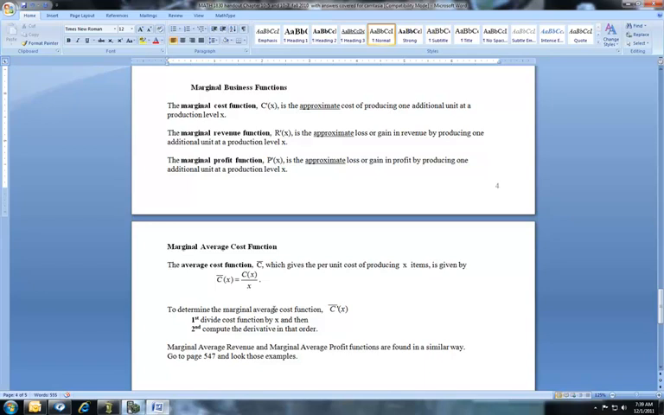Now, to determine the marginal average cost function, notice my derivative here. You need to first divide the cost function by x and simplify. Second, compute the derivative, in that order. Now marginal average revenue and marginal average profit functions are found in a similar way. You need to go to page 547, look at those examples, and do the homework.